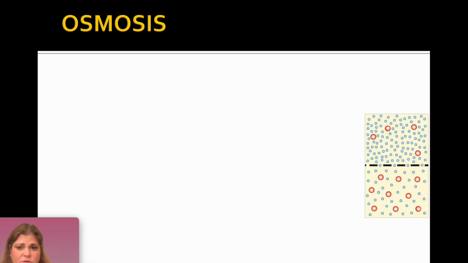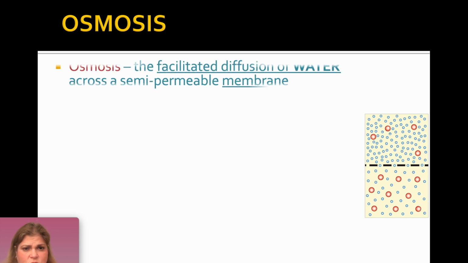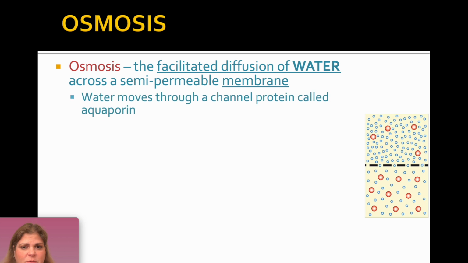The last type of passive transport is, again, a type of diffusion, and specifically a type of facilitated diffusion called osmosis. It's the facilitated diffusion of water across a semipermeable membrane. So it's facilitated diffusion, which means it's going through a protein, and that protein is a special protein called aquaporin. And again, it's a form of passive transport. The cell needs no energy to do this, and it's moving from high to low concentration.